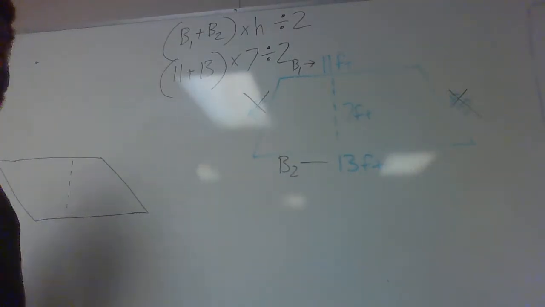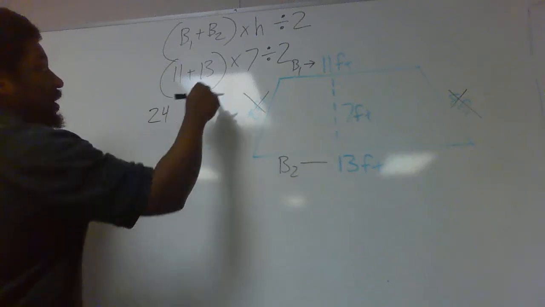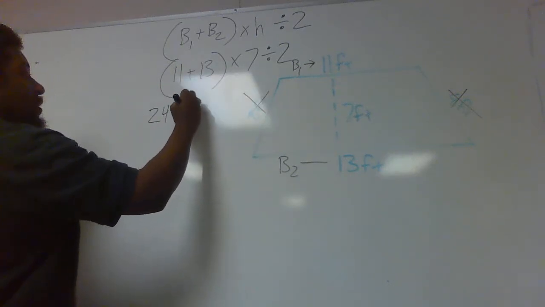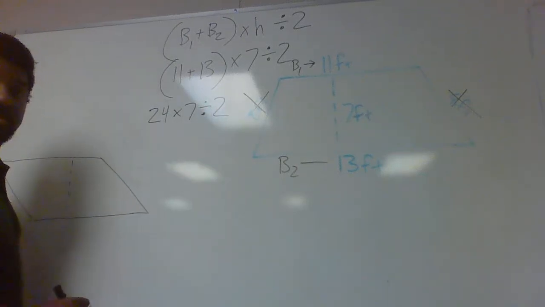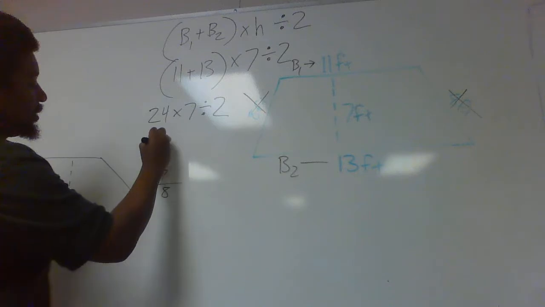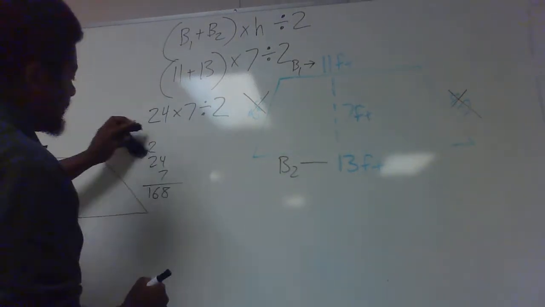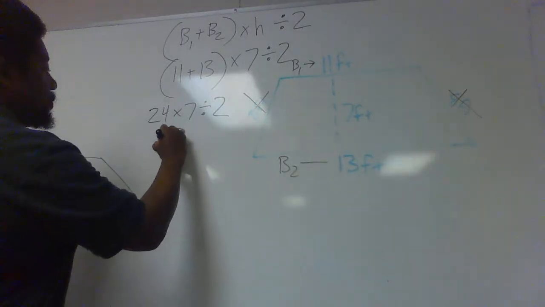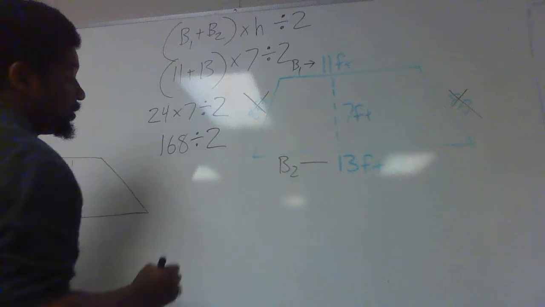Now I can go through my steps. 11 plus 13 is 24. Bring down my math. Times 7. Divide by 2. 24 times 7 is 168. 168 divided by 2.